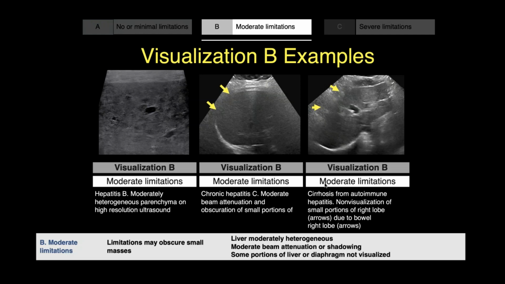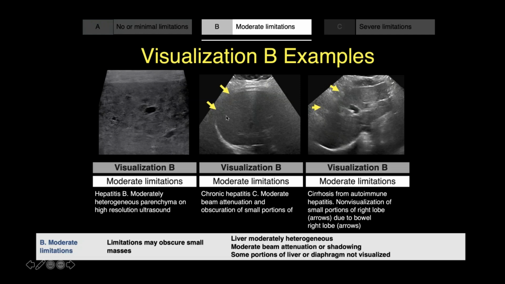So examples of visualization B include moderate heterogeneity. So this is a patient who has a fatty liver, but it's kind of heterogeneous in the steatosis, where you might not be sure, is that a little hypoechoic area or is that just the liver itself? So that may cause some limitation in identifying small lesions.